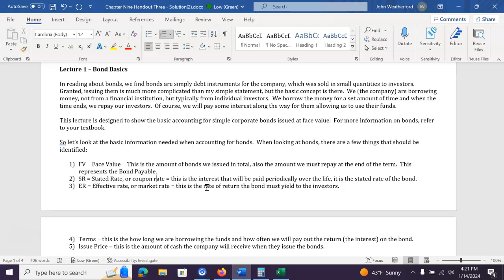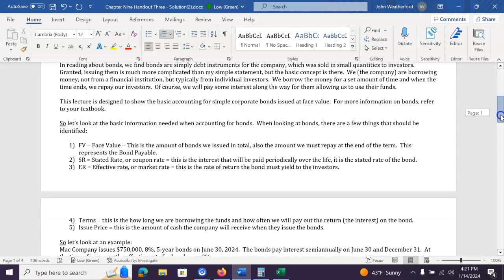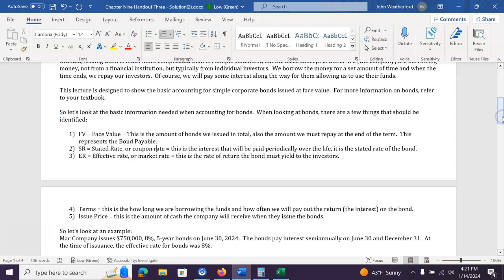The terms is how long we are borrowing the funds and how often we'll pay out the interest on the bond. Again, that's usually every 6 months. And then the issue price is the amount of cash the issuing corporation will receive on the day the bonds are issued. So let's take a look at an example here. Mac Company issues $750,000 of 8% 5-year bonds on June 30th, 2024. The bonds pay interest semi-annually on June 30th and December 31st. At the time of issuance, the effective rate for the bonds was 8%.